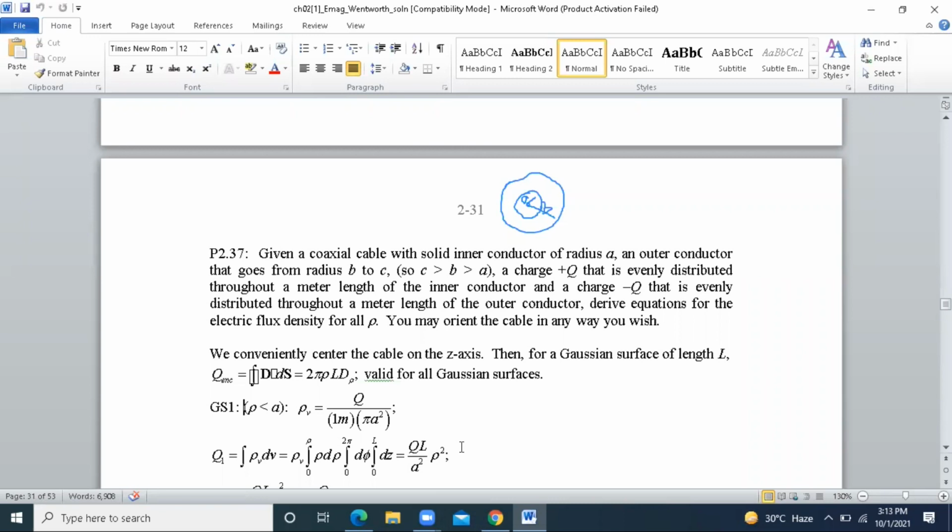So for the inner cylinder, for the inner conductor, this is the equation for your charge. So sir, for Q1, the 0 to rho would be the 0 to A, sir? Yeah, right.